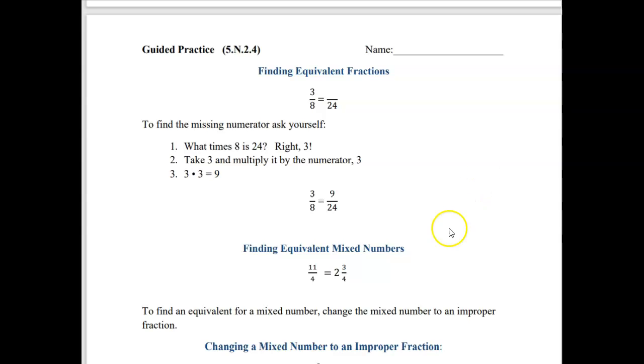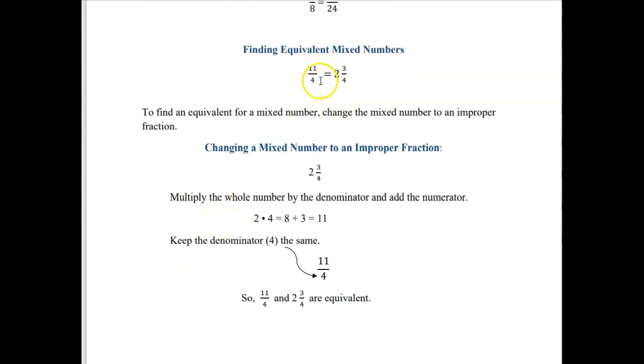What if they're mixed numbers? We see this a lot. Look at this one. 11/4 is equal to 2 3/4. Well, to find an equivalent for a mixed number, you have to change the mixed number to an improper fraction. What does that mean? What is an improper fraction? An improper fraction means the bigger number is on top. So the bigger number is in the numerator and the smaller number is in the denominator. It's improper because that's not how we want our fractions to look. We usually want our smaller number on top, big number on bottom. But to find out the equivalence when using mixed numbers, you have to change your mixed number into an improper fraction. But how do we do that?